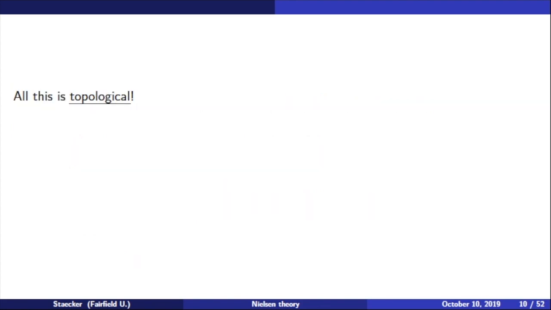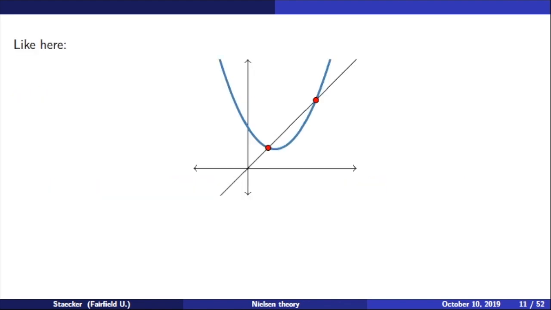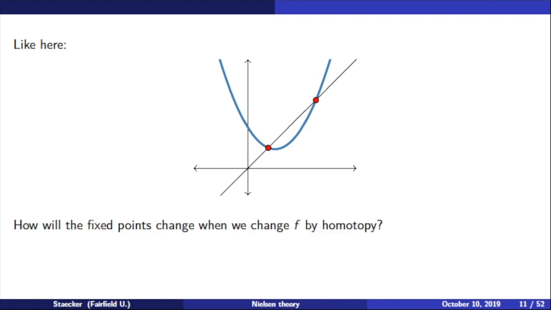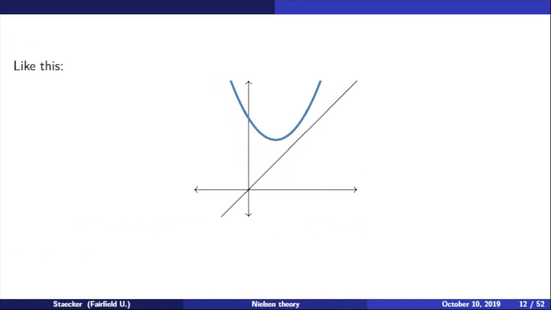All of this, I will remind you, is topological. What more can we say about the fixed points of a function when we change the map by homotopy? I haven't actually talked about that yet. Changing the map by homotopy, like this function again. When I say change it by a homotopy, I mean move the graph around in a continuous way. How will the fixed points change if you move the graph a little bit? If we change the graph a little bit, I think it's not so hard to see that the fixed points will change a little bit. Here's what I mean. Look at that, a moving picture.